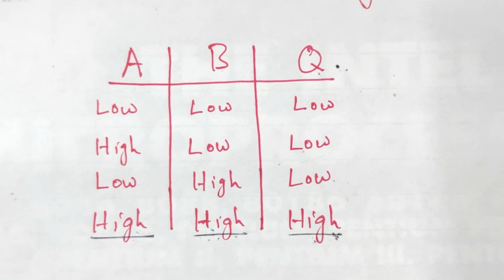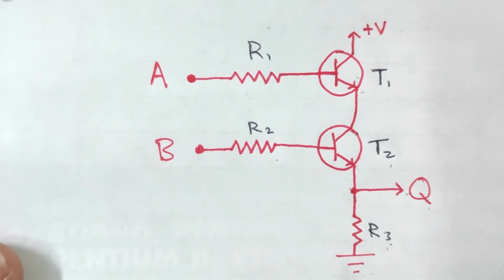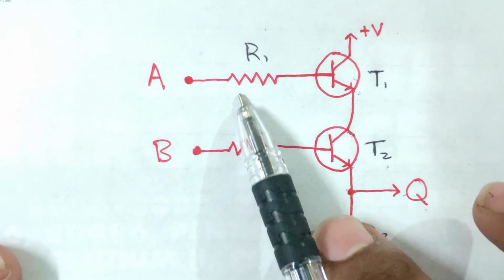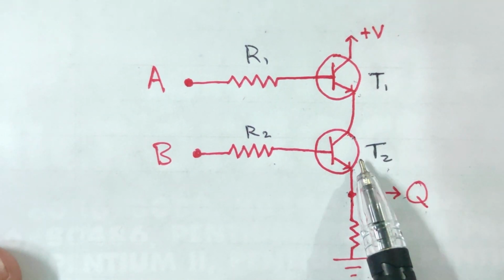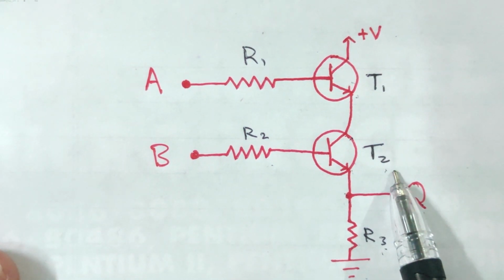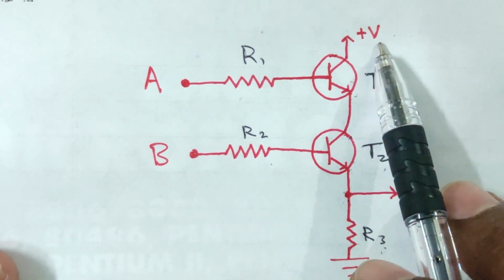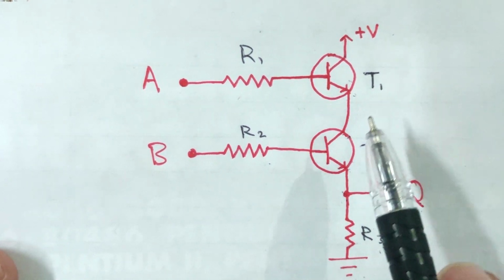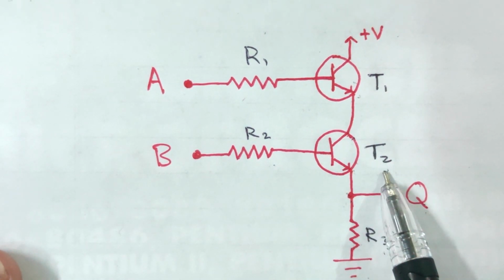As you know, the AND gate is an electronic device, so it is made up of some transistors and resistors. The AND gate is basically made up of two NPN type transistors, which I have labeled T1 and T2. The collector of transistor T1 is connected to the positive terminal or VCC. The emitter of transistor T1 is connected to the collector of transistor T2.